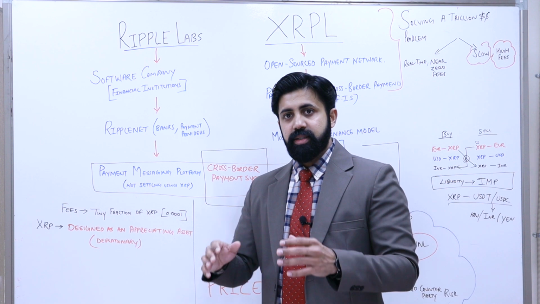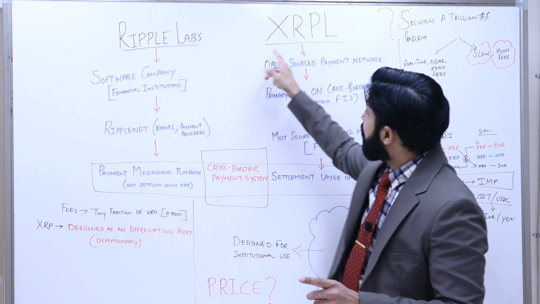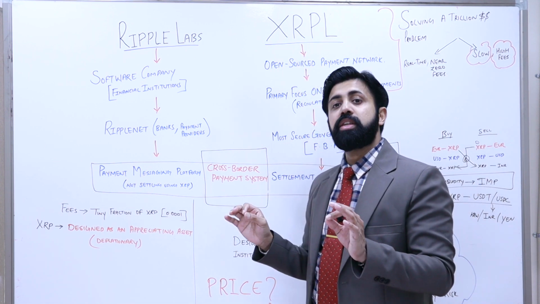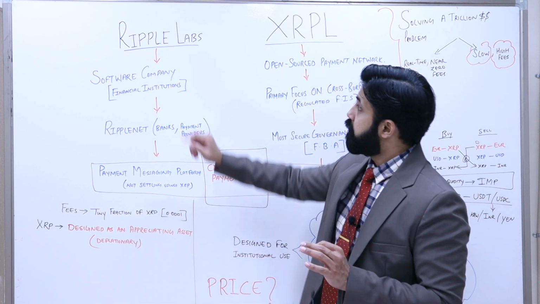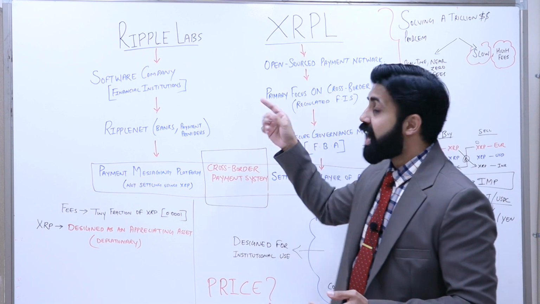So first, for newcomers, Ripple Labs is a company. XRP Ledger is a ledger which is open source. Anyone can use it without the permission of Ripple Labs. I don't even personally know them, but I still use it. Fine. So you don't have any connection.